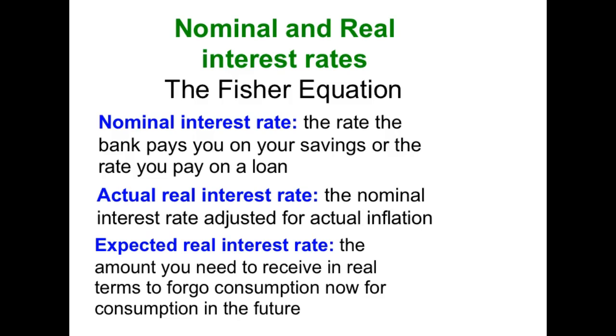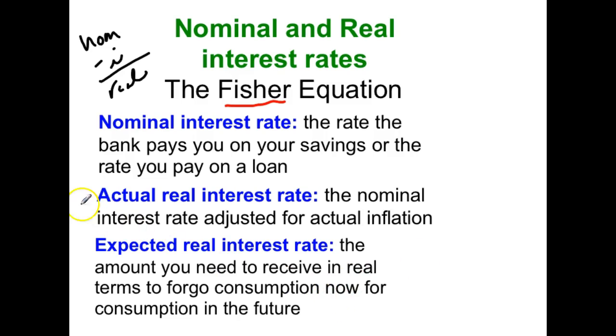The equation that we've been using basically all semester is that nominal minus the rate of inflation gives us real, when it comes to interest rates. We're going to add a little bit to that equation and make it a little more complicated. This equation is called the Fisher equation. It's named after an economist at the University of Chicago. In this equation, we have the nominal interest rate, which is the rate, for example, that the bank pays you on your savings account or the rate you pay on a loan. And we have the actual real interest rate, which is nominal minus inflation equals real.